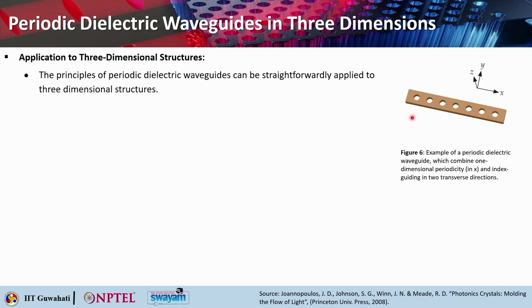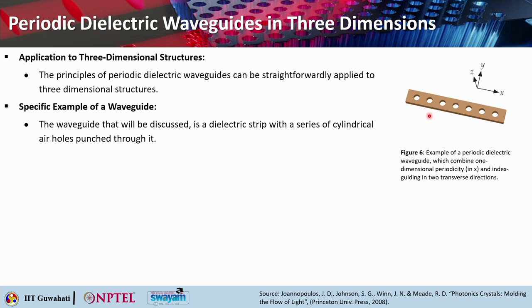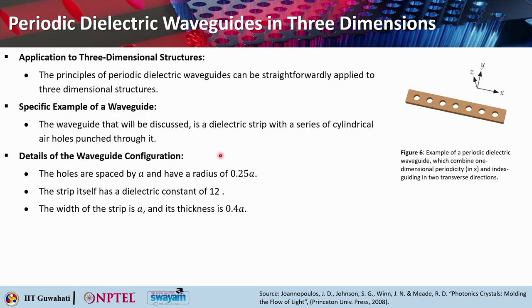So, here we have taken the example of a periodic dielectric waveguide, which basically has one-dimensional periodicity of air holes drilled into a dielectric medium along the x direction. That means there is index guiding in the other two transverse directions, along y and z. This one is particularly easy to fabricate, and that is why it is a popular choice for examples being discussed, because this dielectric strip has a series of cylindrical air holes punched through. So it looks pretty simple to fabricate this kind of structure.